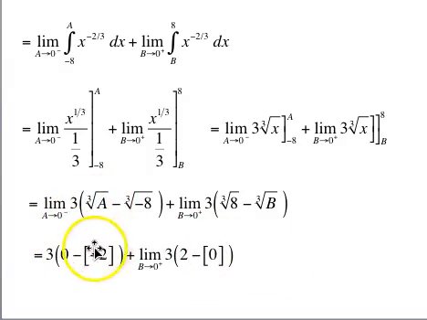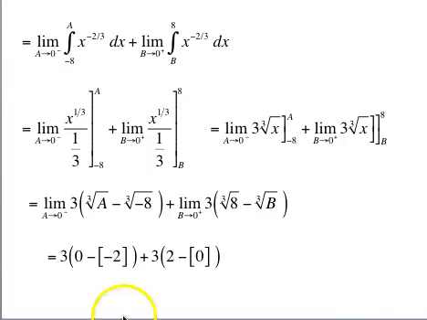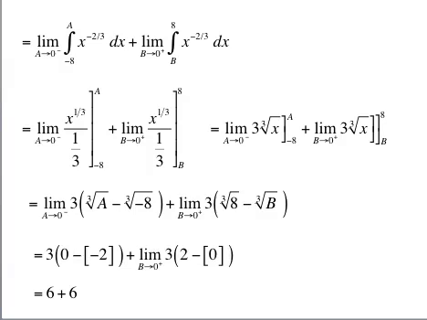3 times 0 minus -2 in this piece, plus on the right side we have again a limit. That becomes 2 minus 0, so that limit really is unnecessary. So we've taken that limit, 3 times 2 minus 0, so 3 times +2 here, 3 times +2 there. That, of course, is just 6 plus 6, and our answer to that is 12.